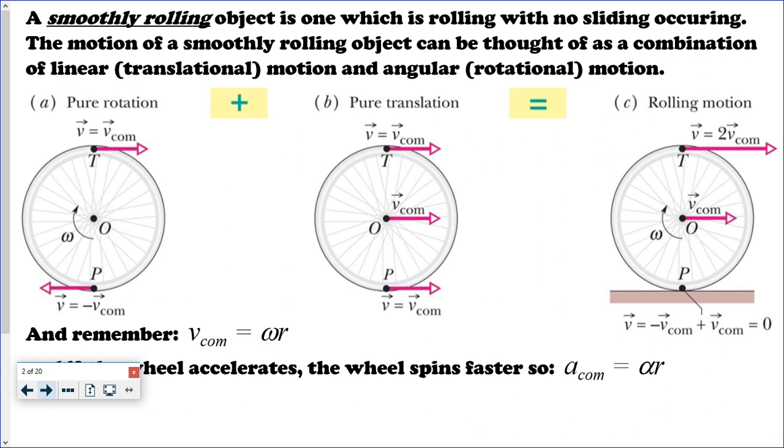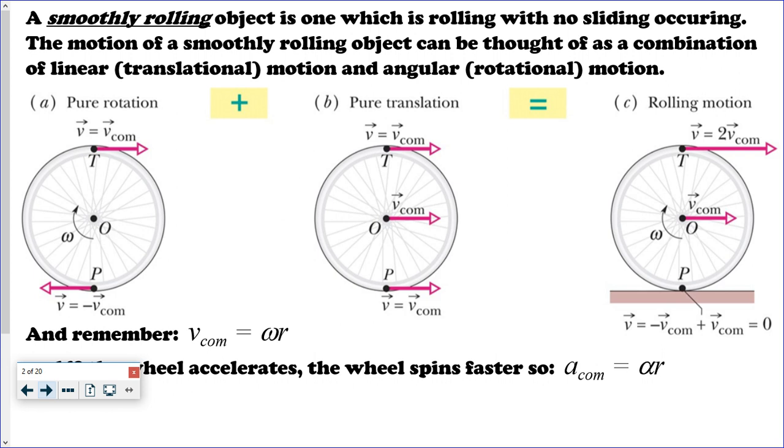So a smoothly rolling object. This is a physics-y technical term, smoothly rolling. A smoothly rolling object is one which is rolling with no sliding occurring. All right, so I'm going to just say rolling from this point forward, and unless I say otherwise, let's just assume that it is smoothly rolling, okay?